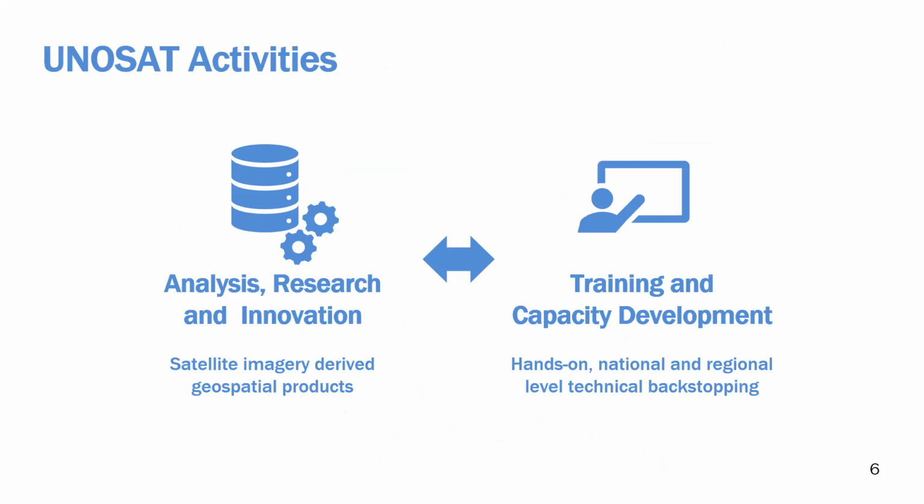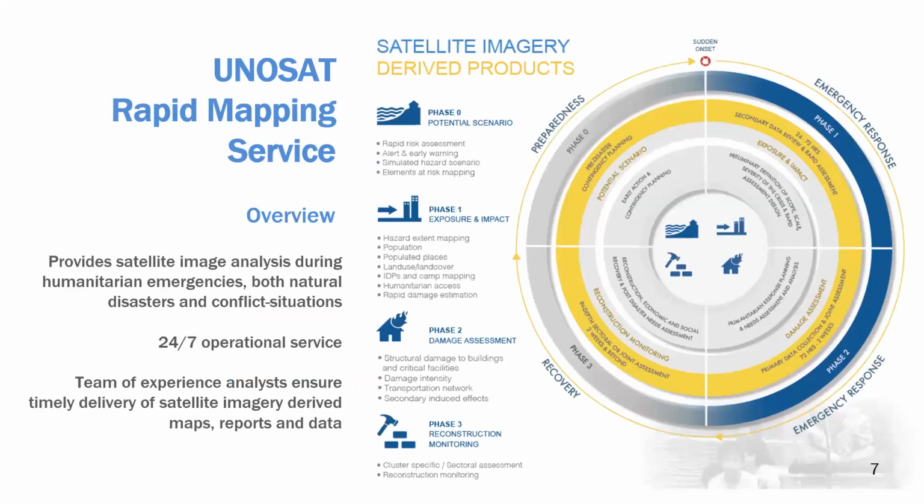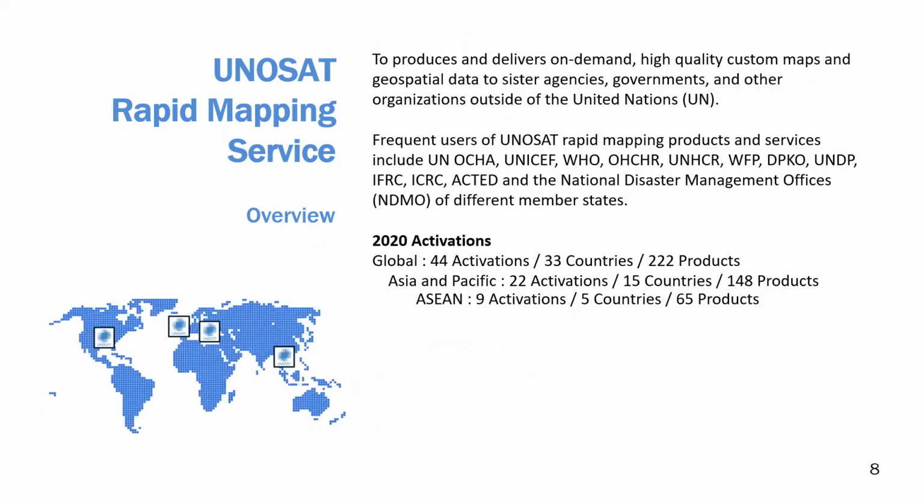As I mentioned earlier, UNOSAT activity mainly covers analysis and research on satellite imagery, geography, and also training and capacity building. Rapid mapping is a key service from UNOSAT, which provides satellite imagery analysis during humanitarian emergencies, both natural and conflict situations. We operate 24/7 because we have teams located globally. I work and respond here in Bangkok. We have other teams in Geneva, Ireland, and America.